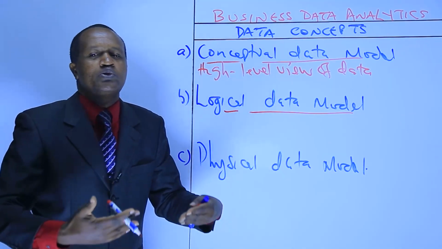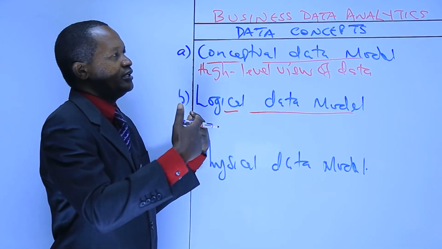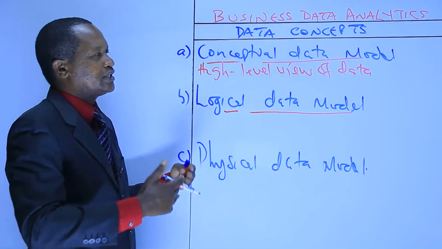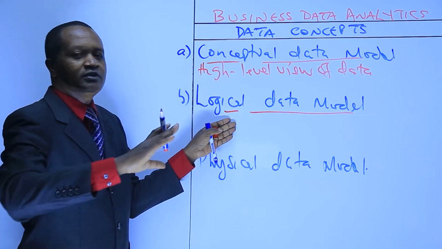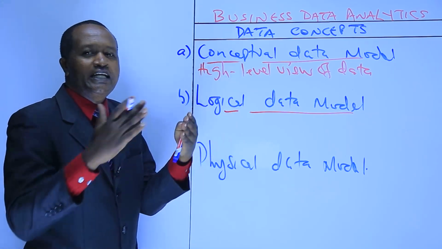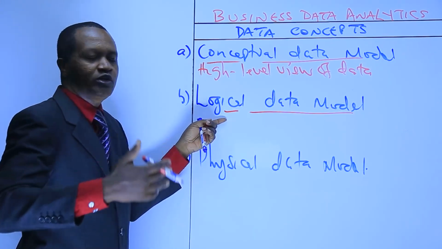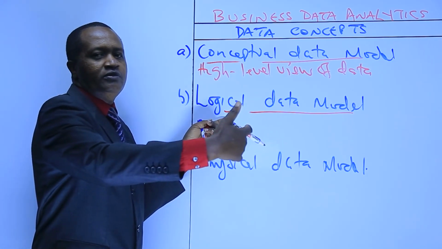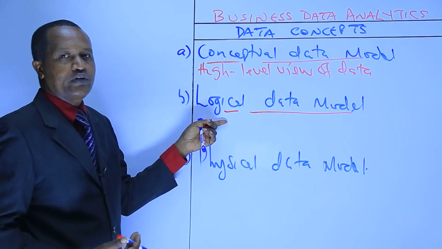It defines the relationship between entities, between the attributes of the business data, the data elements, and so on. And it includes the constraints, the keys that govern the data. So candidates, the logical data model is independent of any specific technology or data management systems. All right?